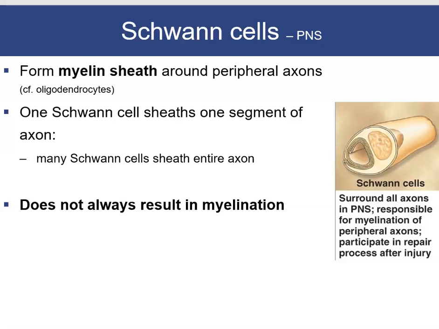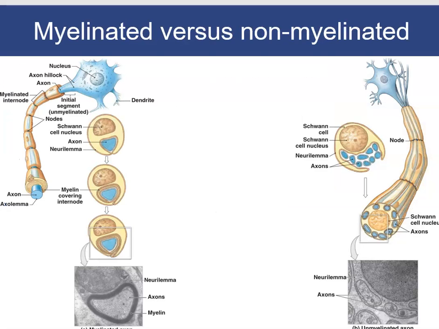However, one Schwann cell can only produce myelin for one segment of one axon. It takes many Schwann cells to create the myelin sheath for an entire axon. Also, Schwann cells do not always result in myelination. When we describe our peripheral nerves, we describe them as being either myelinated or unmyelinated. What does this mean? This picture here illustrates a myelinated axon and how it forms.